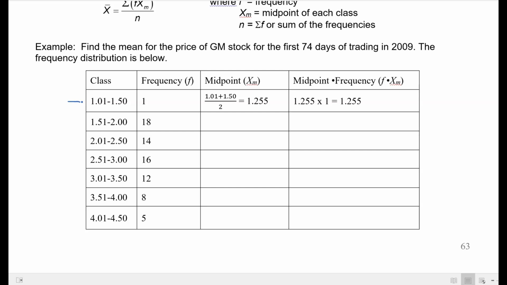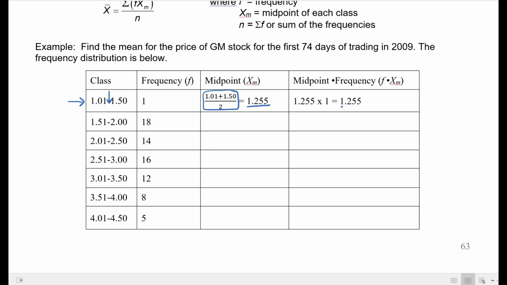So let's look at this first class, $1.01 to $1.50. We're going to find the very middle of that class by adding up those two numbers and dividing by 2. That's going to give us the midpoint of the class. You can see that work right here: 1.01 plus 1.50 divided by 2, and we find that the midpoint is 1.255. That's the number that's directly in between 1.01 and 1.50. Then we have that as the approximate value in that range, and we're going to multiply it by the frequency.